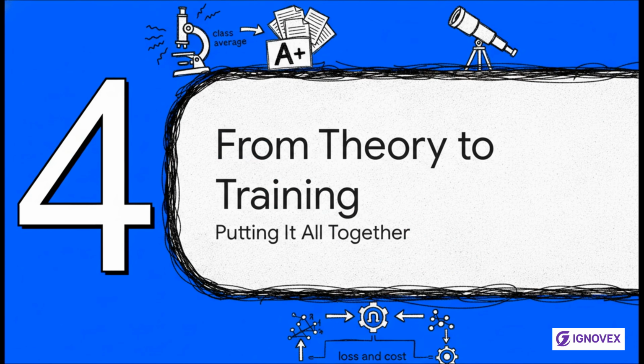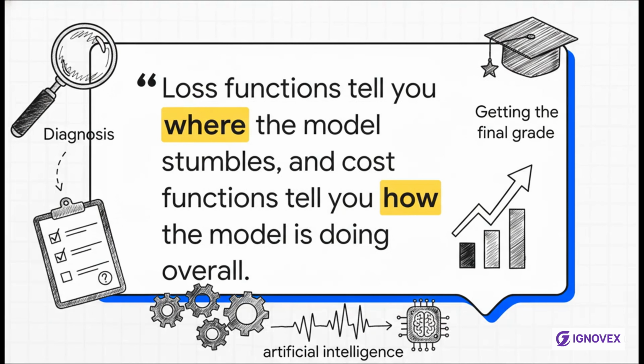So we've looked through the microscope and the telescope. We've seen the single test paper and the final class average. Let's just wrap this all up with one final super clear idea. This pretty much says it all, doesn't it? Loss is for diagnosis, finding the specific stumble. Cost is for evaluation, getting the final grade. And really, truly understanding that difference is a massive step toward understanding how this whole AI thing actually works.